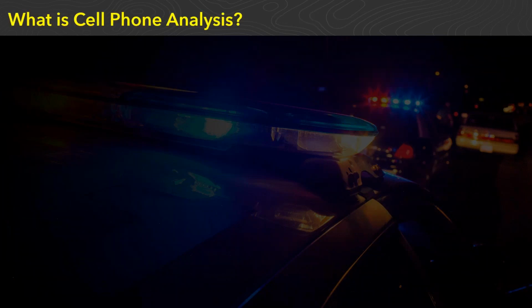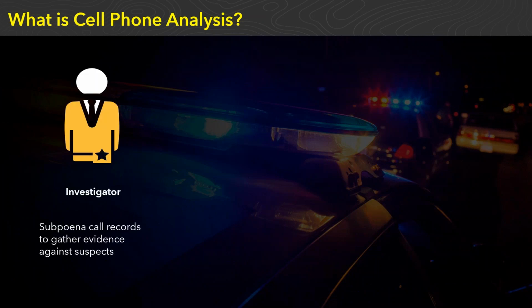So for those of you who maybe have limited familiarity with cell phone analysis and what we're talking about, I just wanted to do a brief primer. When we say cell phone analysis, what do we actually mean? Well, this is data that comes in the course of an investigation where an investigator has subpoenaed a cell phone carrier, i.e. Verizon, Sprint, or AT&T, on a particular target's phone, a target of the investigation. Why? Because they want to gather some kind of evidence about that suspect.